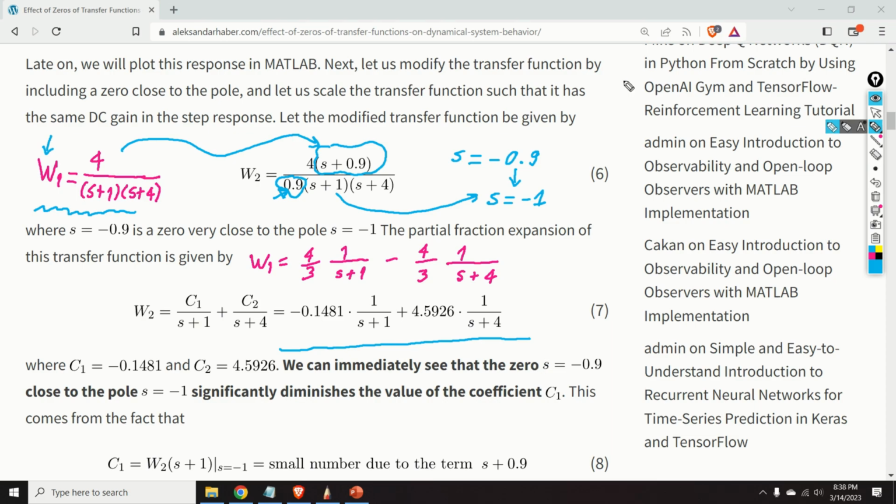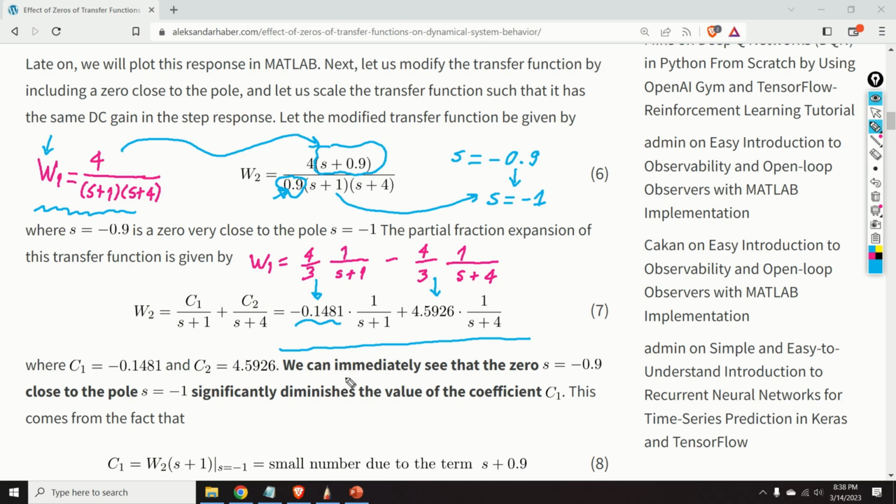Now, what is the effect of adding a zero at minus 0.9 that's very close to the pole at s equal to minus 1? Well, the effect is that this term over here, multiplying 1 over s plus 1, is significantly decreased. And moreover, its sign is being changed. Also, the other constant, multiplying 1 over s plus 4, is increased and the sign is being changed.